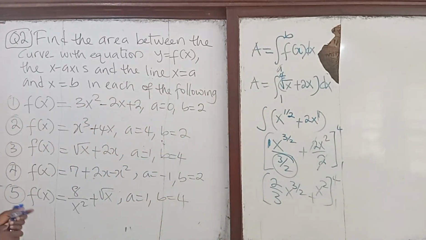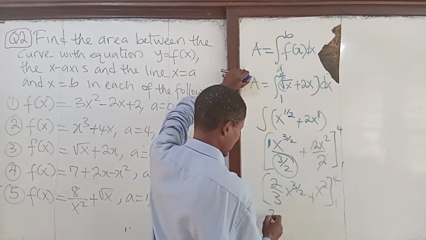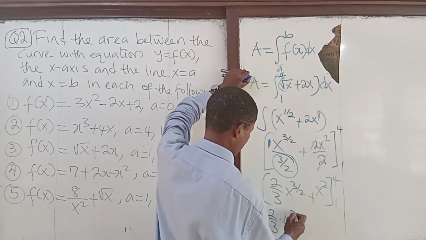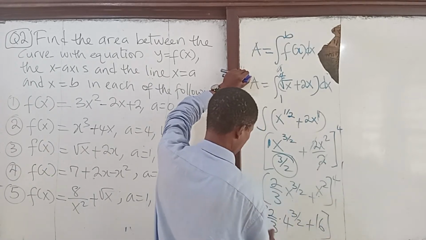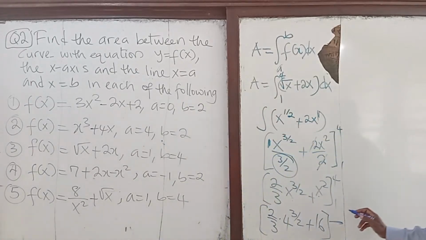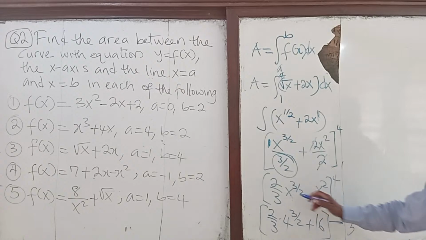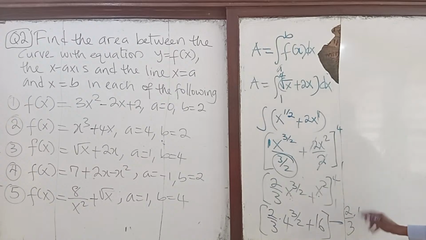Then we can begin to make substitution. For the upper, x is 4, that's 2 over 3 times 4 to the power 3 over 2 plus 4 squared, that's 16. Close the upper boundary. Then minus the lower, that's 2 over 3, x is 1, 1 to any exponent is 1. So that's 2 over 3 times 1 plus 1 squared. So that's what we have there.